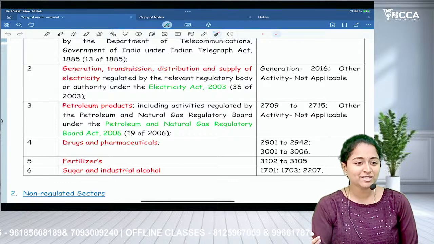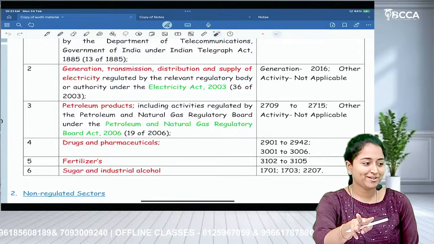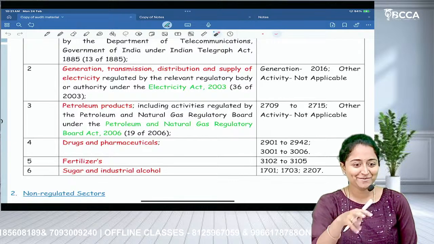From tomorrow onwards, try to add more idlis to your breakfast. Okay?